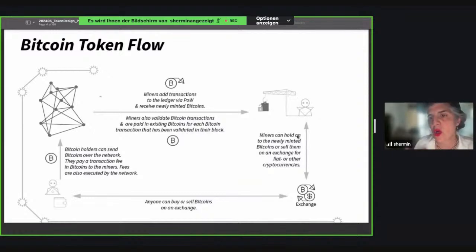Now, miners who earn newly minted Bitcoin tokens can either hold on to these tokens or exchange these tokens for other currencies on an exchange.